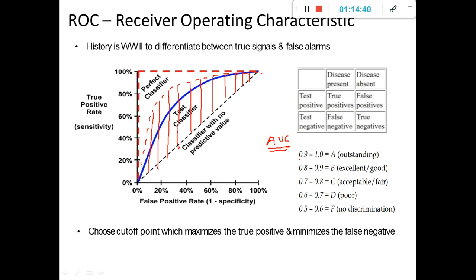So that area, if suppose it is between 0.9 and 1.0, then my model is outstanding. If that area is between 0.8 and 0.9, then I am having an excellent or good model. If that area is between 0.7 and 0.8, then the model may be acceptable or fair. If the area is between 0.6 and 0.7, then it is a poor model. And if the area is 0.5 to 0.6, which means it is a no discrimination model, it has no value, it cannot classify.